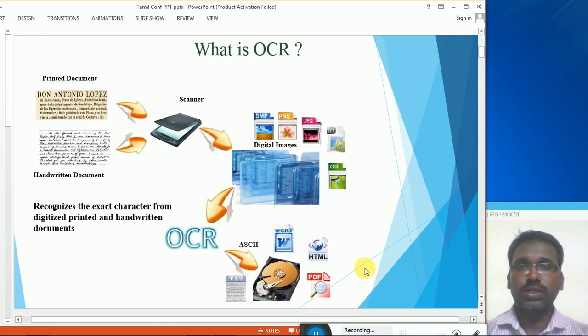What is OCR? OCR is a technology used for converting printed and handwritten documents into machine-understandable code. We scan the printed or handwritten document to get an image, and then apply OCR technology on the image to get the Unicode.